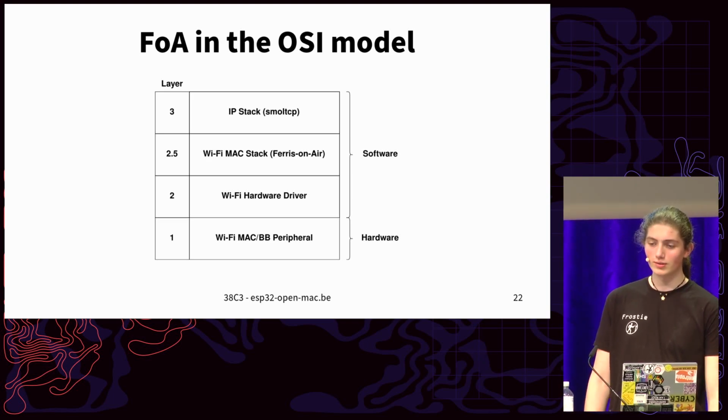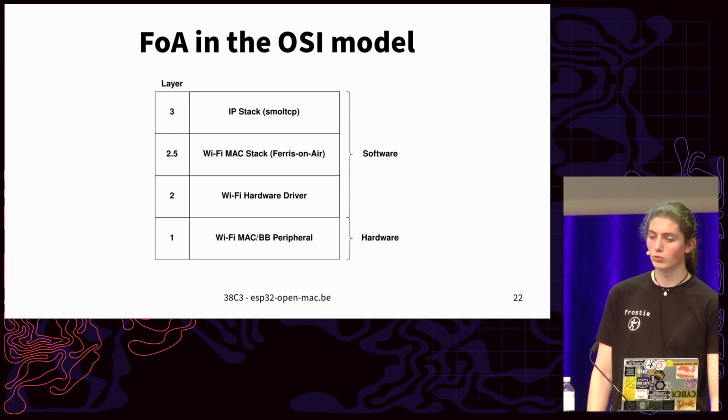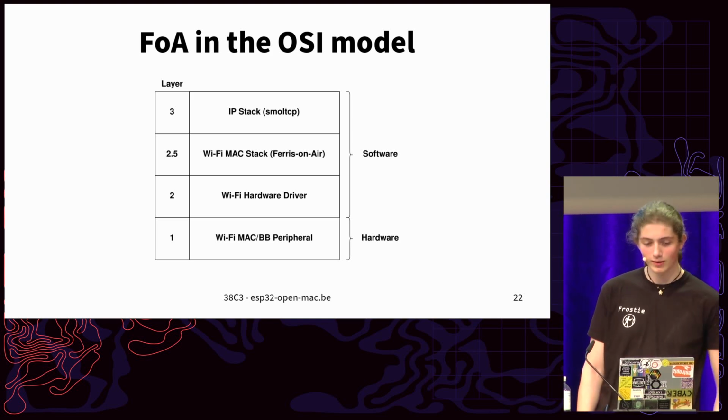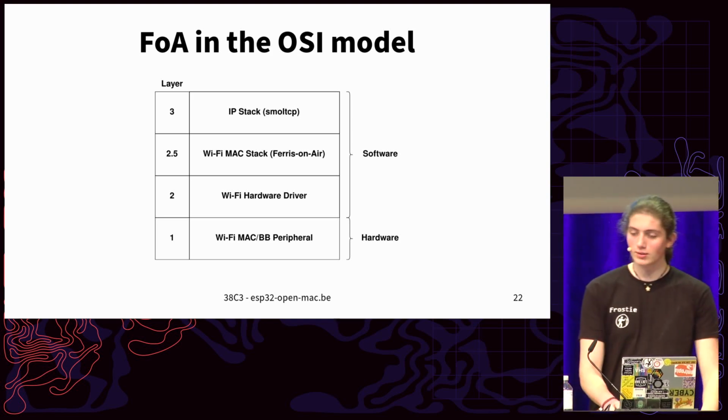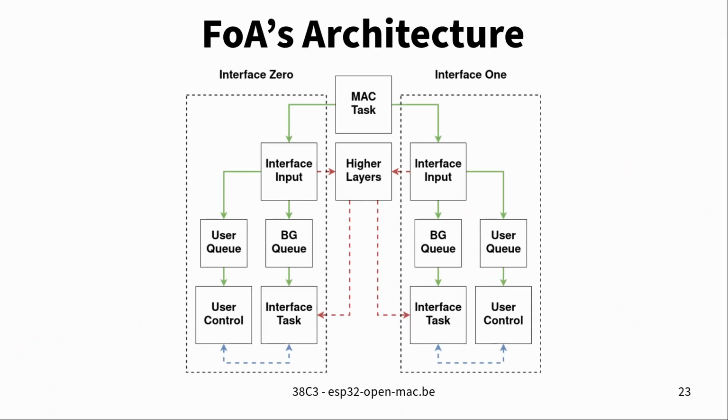And the different interfaces will then usually talk to an IP stack, so the station interface, more commonly known as client. And in this case, this would be smoltcp, or as it's wrapped, embassy-net. And the architecture of FOA looks like this. It looks quite complicated, but I promise it's not that bad.